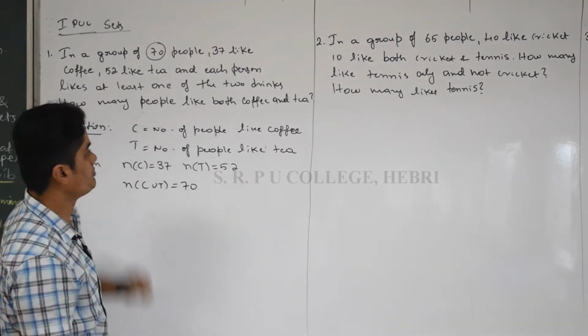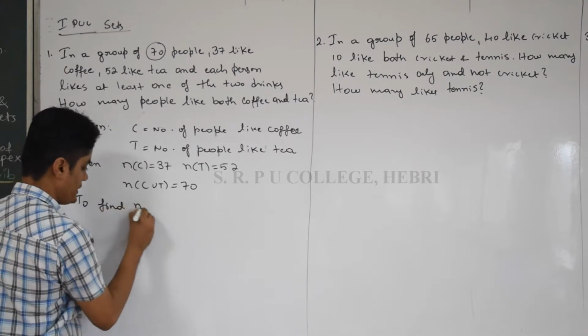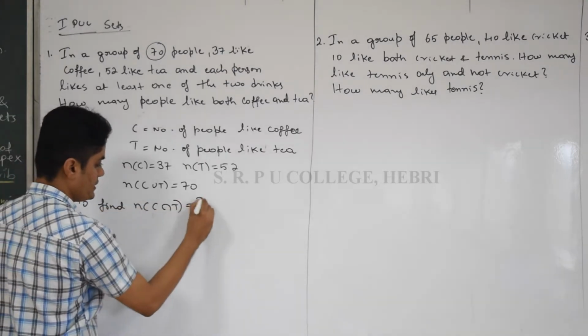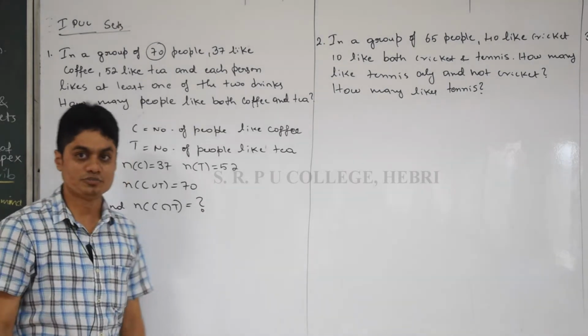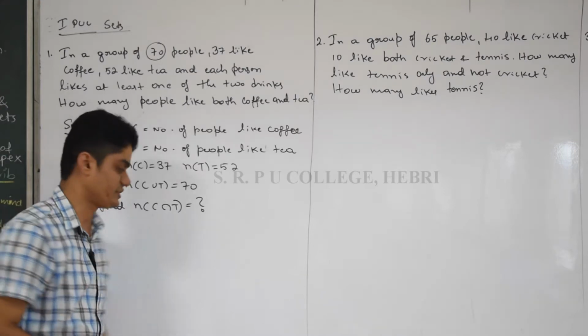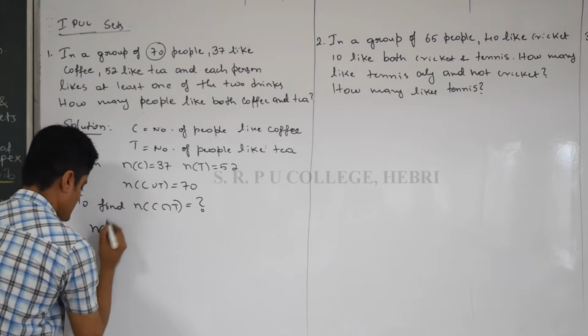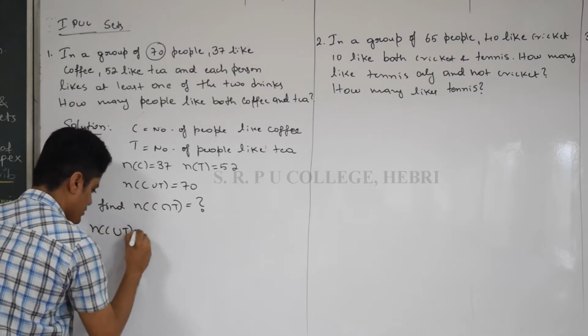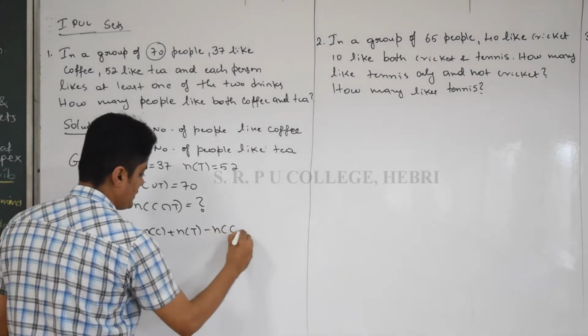How many people like both coffee and tea? So what do we have to find out? We have to find n of C intersection T. Here we cannot use a Venn diagram because the intersection is missing. You can use a Venn diagram only when you know the intersection. So use a formula. What do we know? n of C union T is equal to n of C plus n of T minus n of C intersection T.